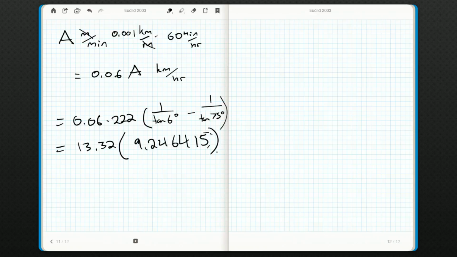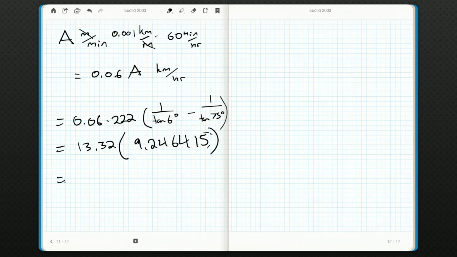Now, I'm just going to double check that and see if it makes sense. Tan of 75 inverse is basically 0.26. And tan of 6 inverse is basically 9.51. So 9.51 minus 0.26 is about 9.25. Yeah, getting a 9.24 works, so I did enter everything in on my calculator correctly. Great. So now I need to multiply these two values.